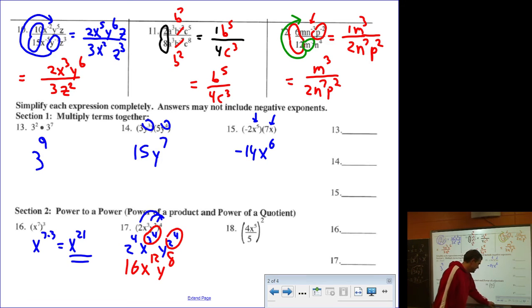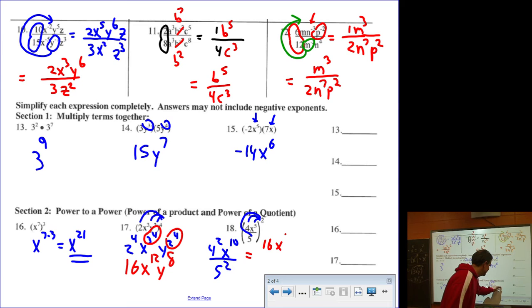Last, this 2 needs to be applied to each thing in parentheses, the 4, the x to the 5th, and the 5. That gives me 4 to the 2nd, x to the 10th, over 5 to the 2nd, which I, of course, can simplify. 4 to the 2nd is 16, x to the 10th, over 5 to the 2nd is 25.